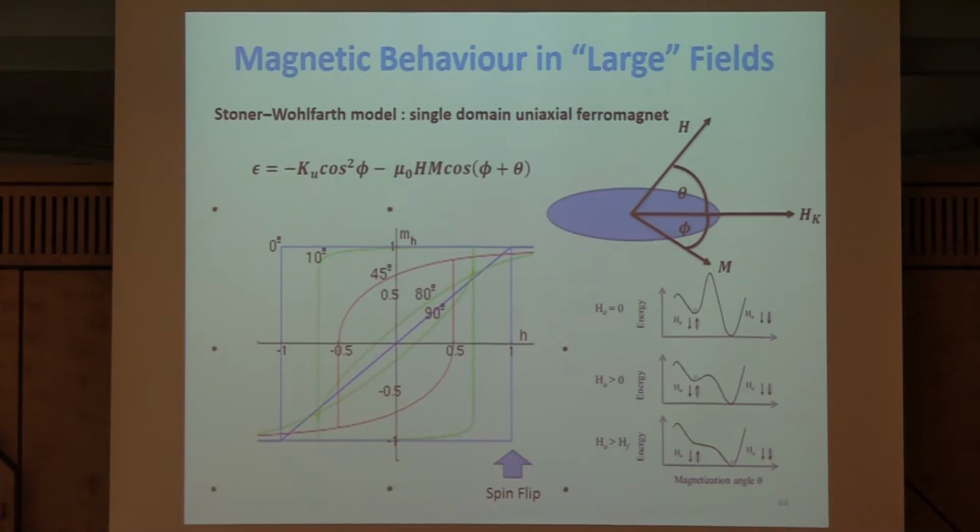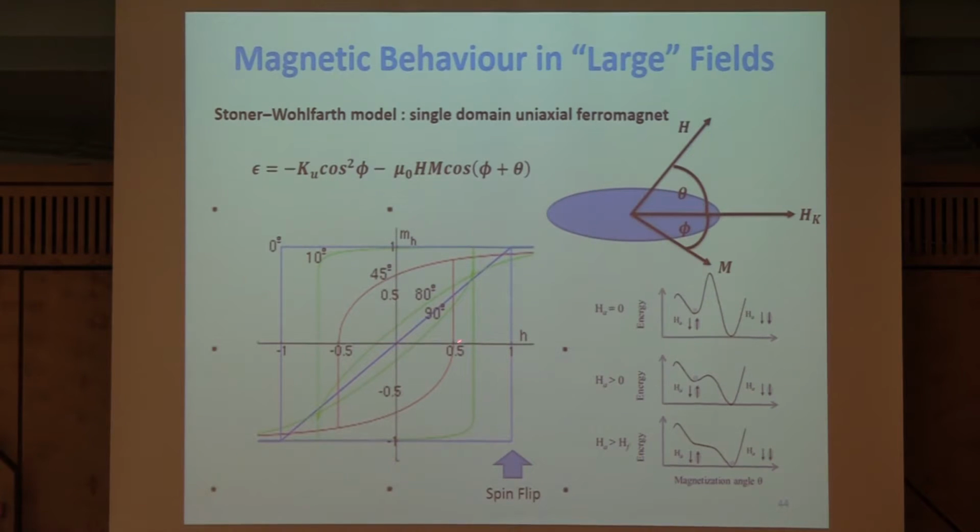Okay, so behavior in larger fields. Susceptibility measures the response in the limit of low fields. What happens if you start putting larger fields on? Well, in the Stoner-Wohlfarth single domain ferromagnet model, you just say you've got a simple system with uniaxial anisotropy, and you write down a model of the energy like this. It's got the Zeeman energy in it, which depends on the cos of the angle between the field and the moment. And it's got an anisotropy energy in it.